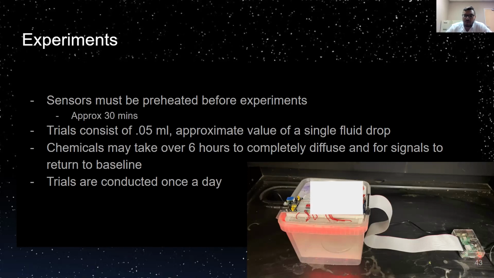Trials in this work consisted of 0.05 milliliter drops, the approximate volume of a single fluid drop. Chemicals may take over 6 hours to completely diffuse, and for the signal to return to baseline. We're not using any sort of breath modulation or air circulation. We're allowing them to completely diffuse. This gas cell is not airtight. Again, it's not sealed, and there is a port cut in it. We do have it inside of a fume hood, and that's primarily to make sure that we don't have any interactions with anything that goes on outside or in that classroom, or any chemicals that may exist elsewhere.